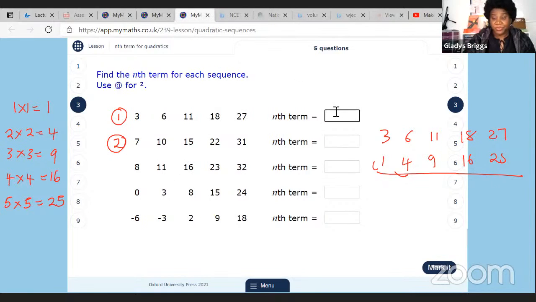Okay, so I'm just going to put the answers in for these ones. So this is going to be 2, and this is going to be 2, and this is 2, 2, and 2.